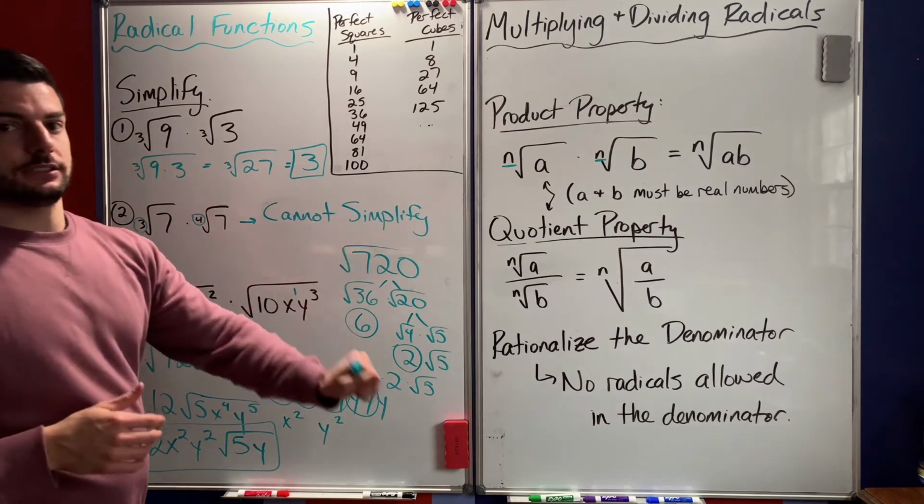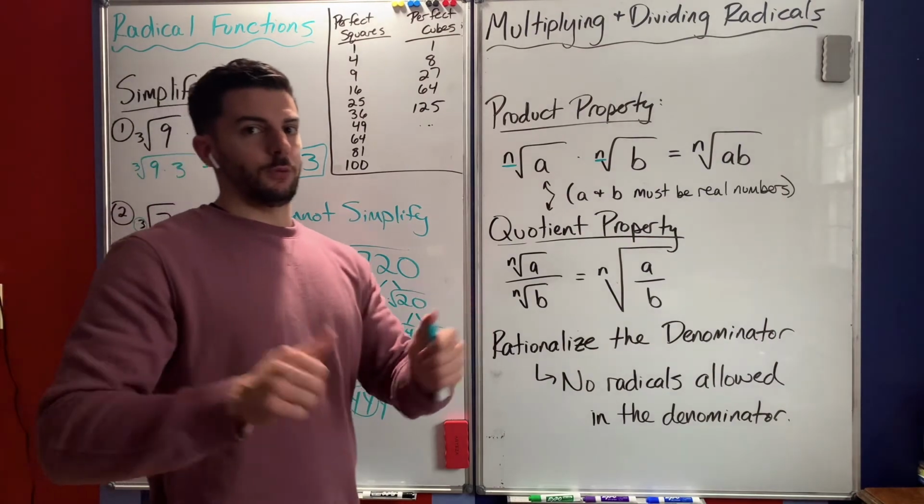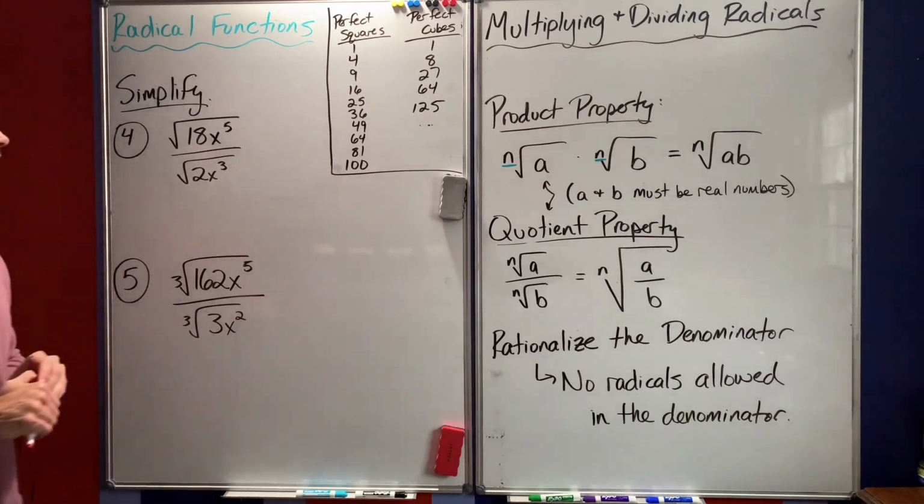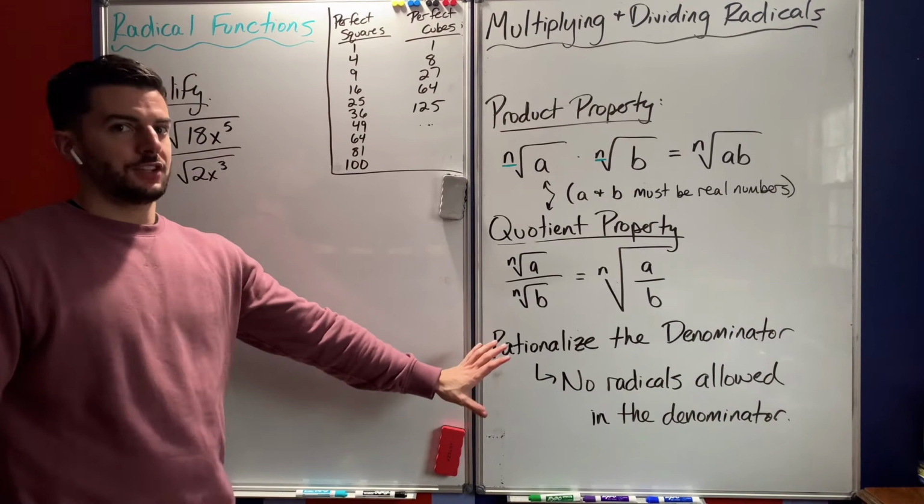Let's look at some quotient ones and some rationalizing the denominator ones, and we'll be all set. Okay, so we've got numbers 4 and 5 up here, and we're not going to have to worry about rationalizing the denominator here.